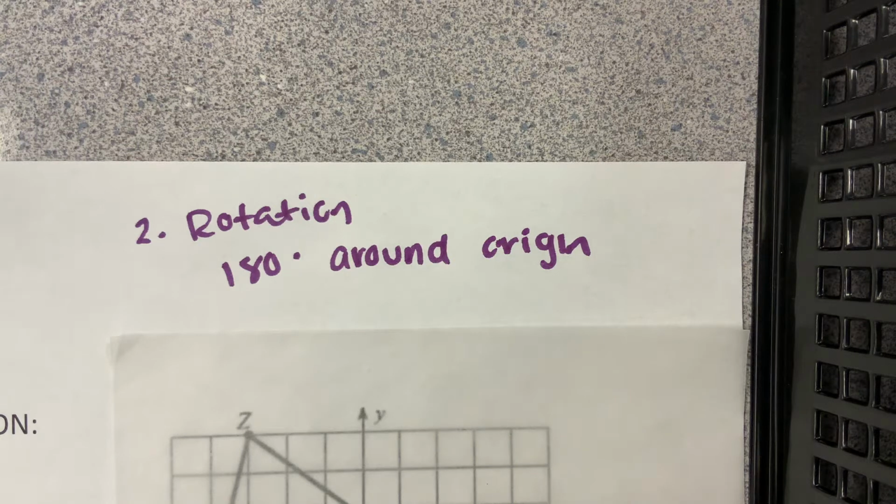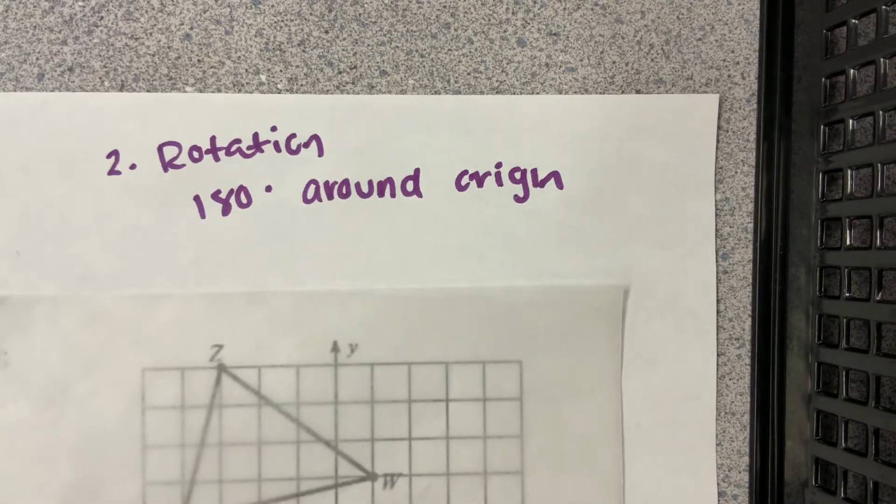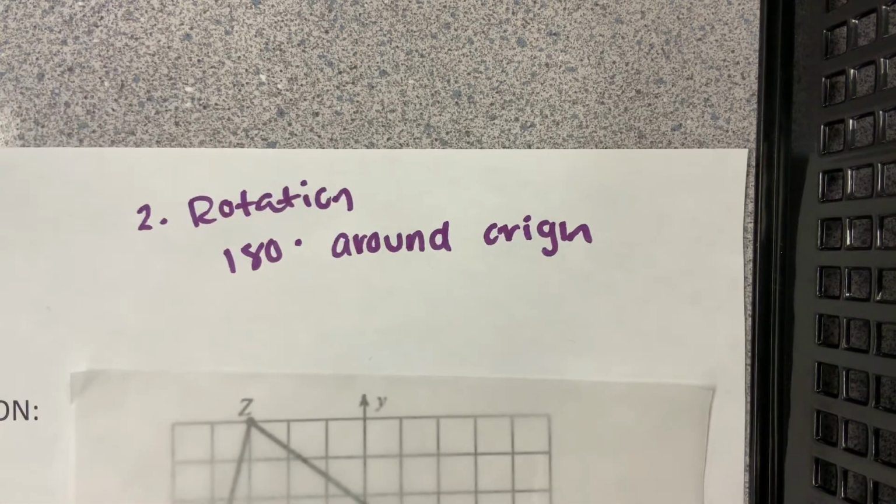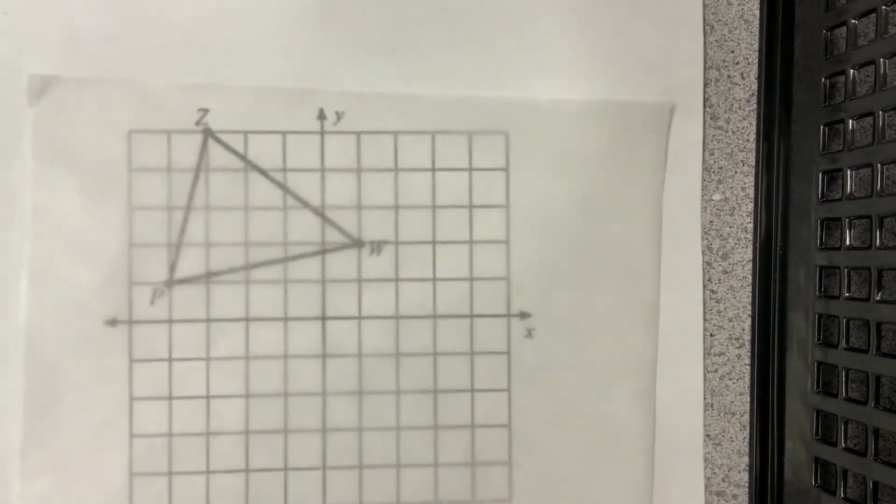All right, so for number 2 in the PowerPoint, I'm going to show you how to complete a rotation using patty paper. This is patty paper because it's like hamburger patties. You know, the hamburger patties would go in between the paper. So we're rotating 180 degrees about the origin.